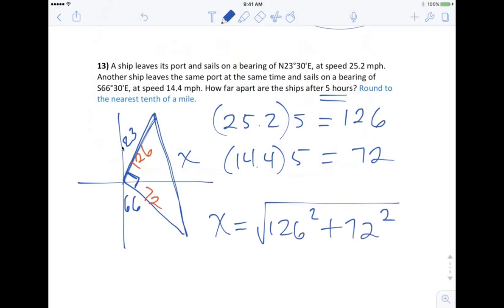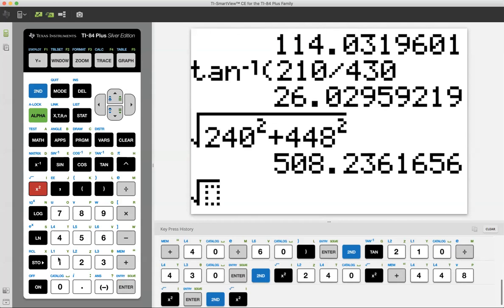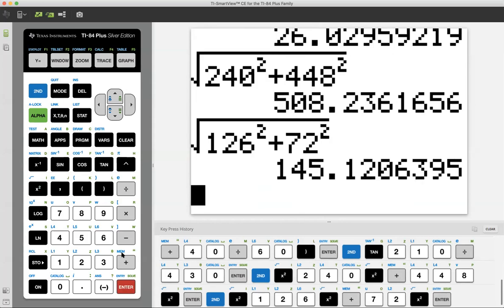And that should do it. So let's see. Square root of 126 squared plus 72 squared. Okay, and this is to the nearest 10th of a mile. 145.1 would be my final answer.